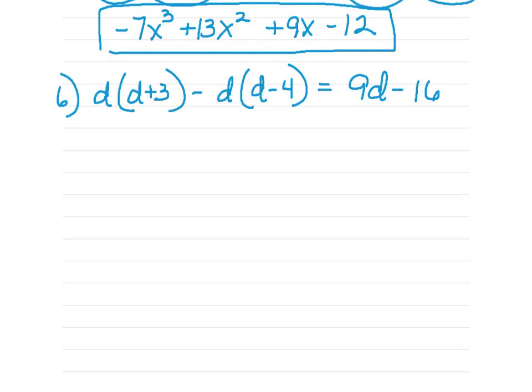Start with distributive property. D times d is d squared. D times 3 is positive 3d. Negative d times d is negative d squared. Negative d times negative 4 is positive 4d. Bring down the equal sign and copy down the right-hand side of our equation. If we can do some simplifying on the left, we will, and we can.